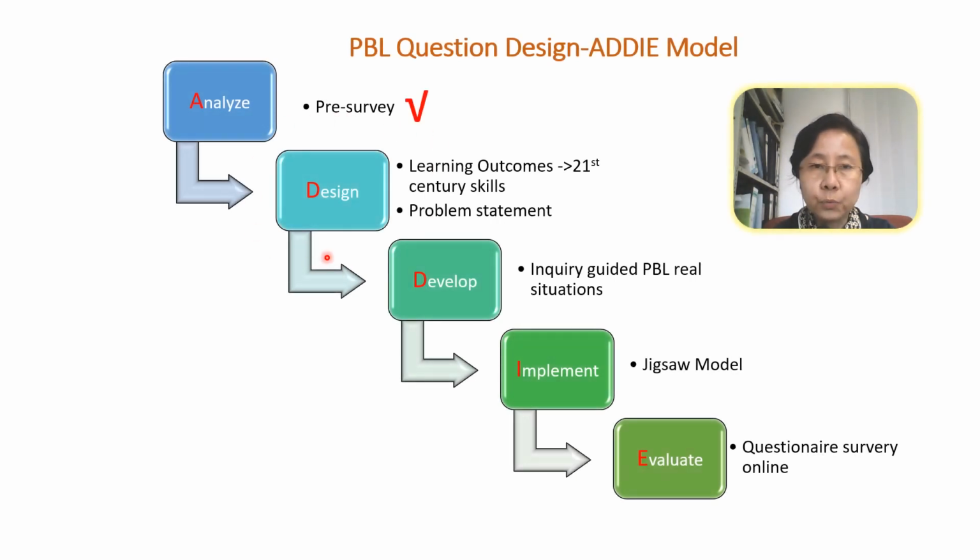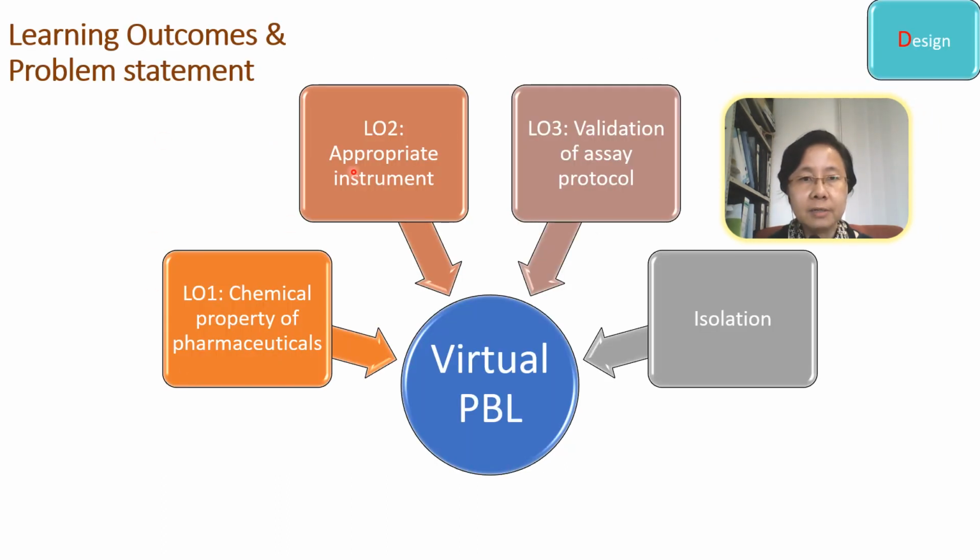In design, we have to incorporate the course learning outcomes into the 21st century skills and the problem of them studying in isolation. The three learning outcomes for this coursework: students need to be able to identify the appropriate instrument to use to analyze the pharmaceuticals based on the chemical property, and they must be able to validate the assay protocol. And the final one is the problem that they are facing, studying in isolation.